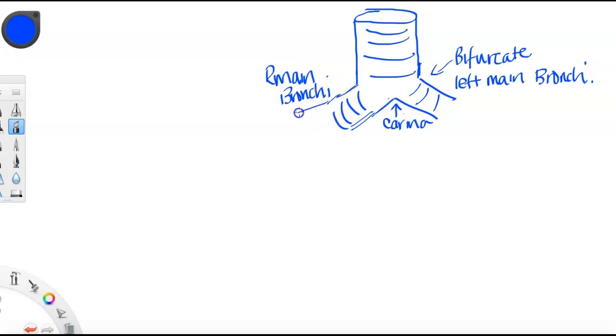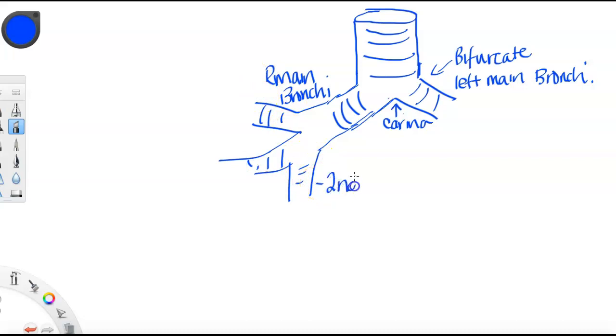On the right side, remember the right side has 3 lobes. So the main bronchus is going to branch into 3 secondary bronchi, because there are 3 lobes on the right side. On the left side, it would be 2 secondary bronchi. Again, these are surrounded by hyaline cartilage.